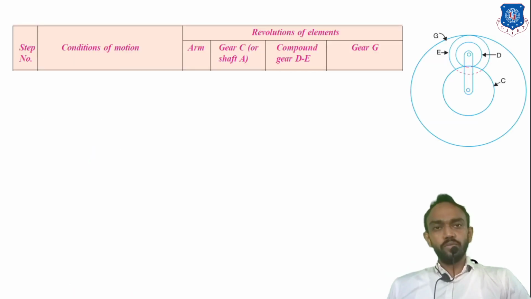Okay, so we have the figure, and let's start the table. We know that first is a step number and condition. What is the first condition? Always arm: the RPM of the arm is 0 or fixed, and consider any one gear. We can consider C or G, whatever you want. Any can be taken.